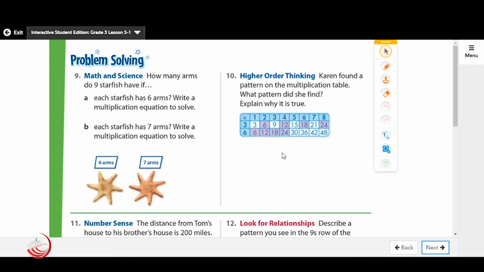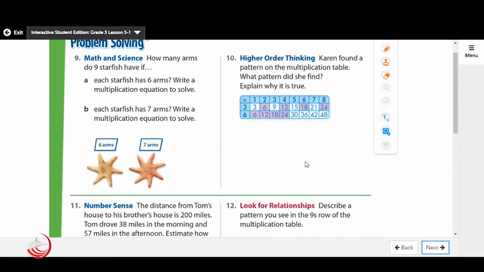What do you see? We can see that every multiple of 6 is a multiple of 3. 6 is a multiple of 3. 12 is a multiple of 3. I can see that also 12 and 18 and 24, they are all multiples of 3.